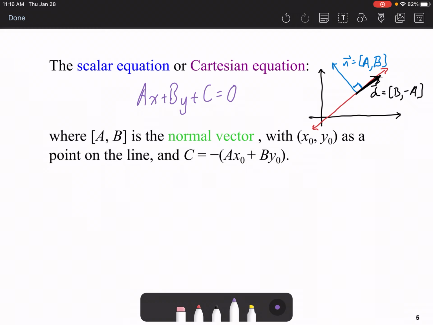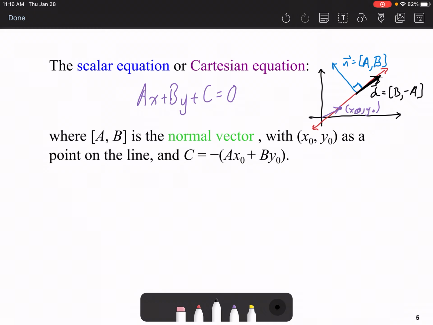With x sub 0 and y sub 0 as a reference point on this line, the value of c actually works out to be a combination of a times x sub 0 plus b times y sub 0, all the negative of that.